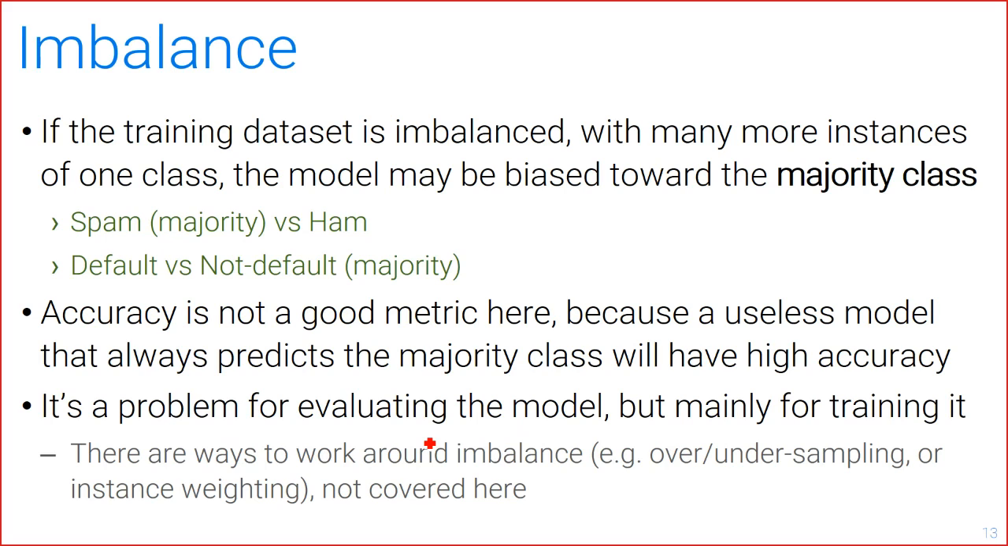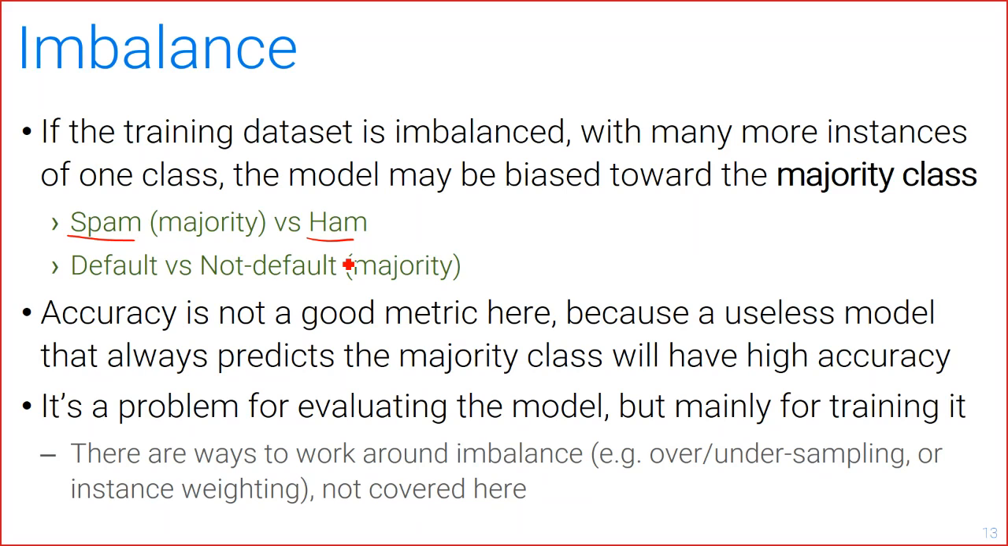So if the training data set is imbalanced, meaning that there are many more instances of one class than the other. For example, if we have data sets about email, about spam, the majority of emails is actually spam by a large fraction. Most of the emails that are sent around on the internet are spam. And so there are many more data points about spam than about ham. And so the majority class would be spam.